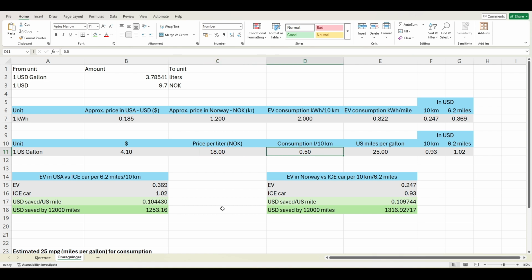And then the consumption per 10 kilometers, we like to talk about the consumption per mile. And then we are just going by the stats, 25 US miles per gallon. So the prices are approximately 0.93 USD for 10 kilometers in Norway and 1.02 USD for 6.2 miles. That's just approximately. It's not 100% correct, but yeah.